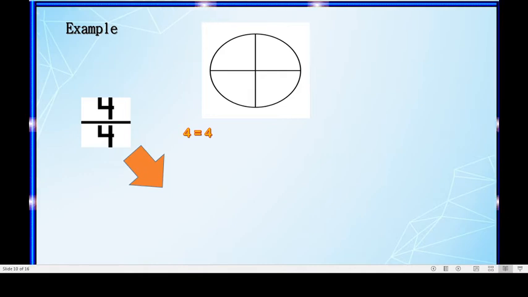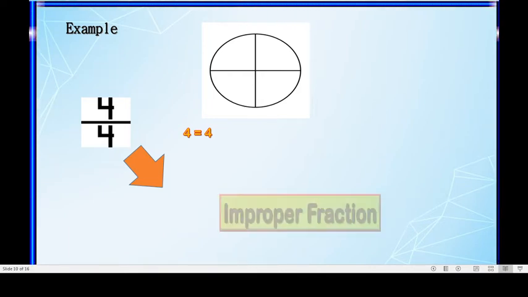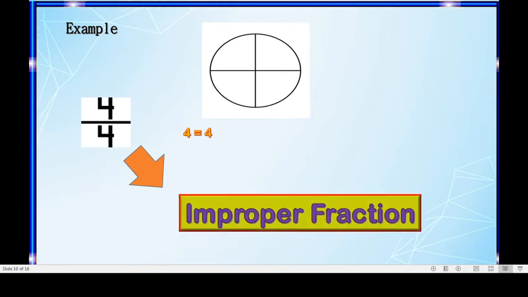If the numerator is equal to the denominator, it is an example of an improper fraction.